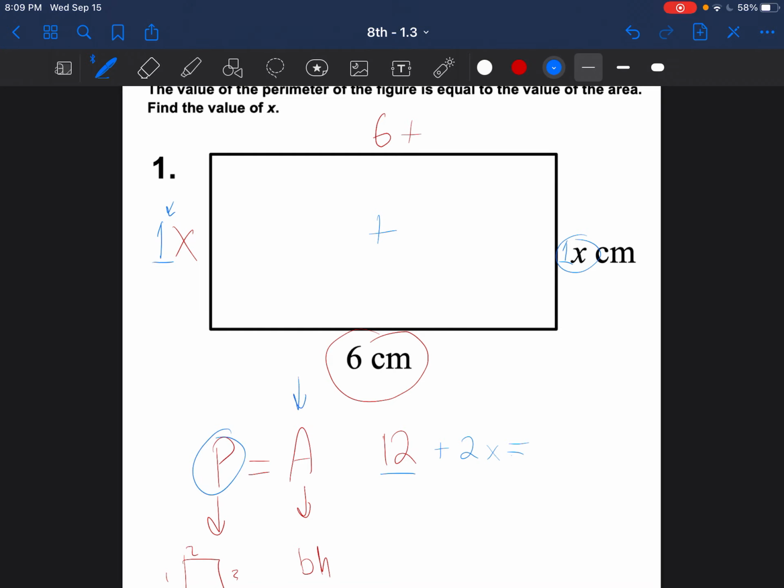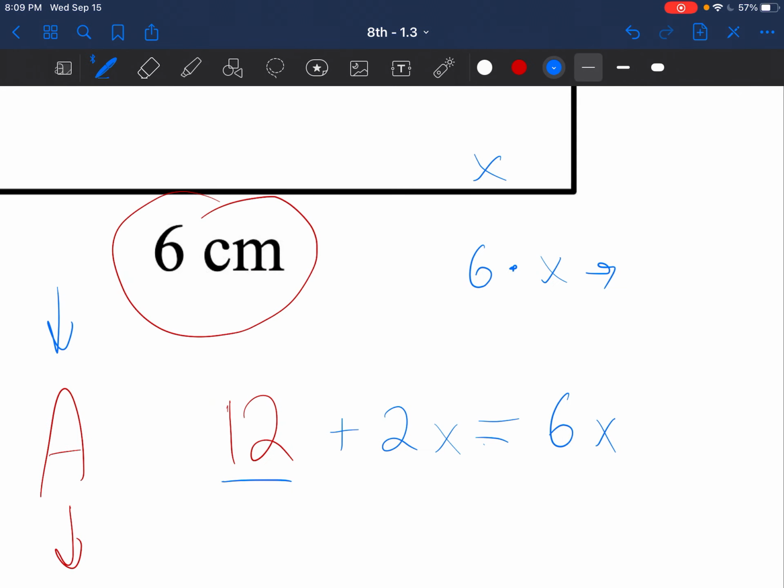Now we want to find the area. Well, we know area is base times height. So it's going to be 6 times x. Well, what is 6 times x? Another way to write that would be just to write 6x. Now, all we need to do is solve for the letter x. Well, how do we do that? We have variables on two sides. So we need to get rid of this. I'm going to move this onto this side.